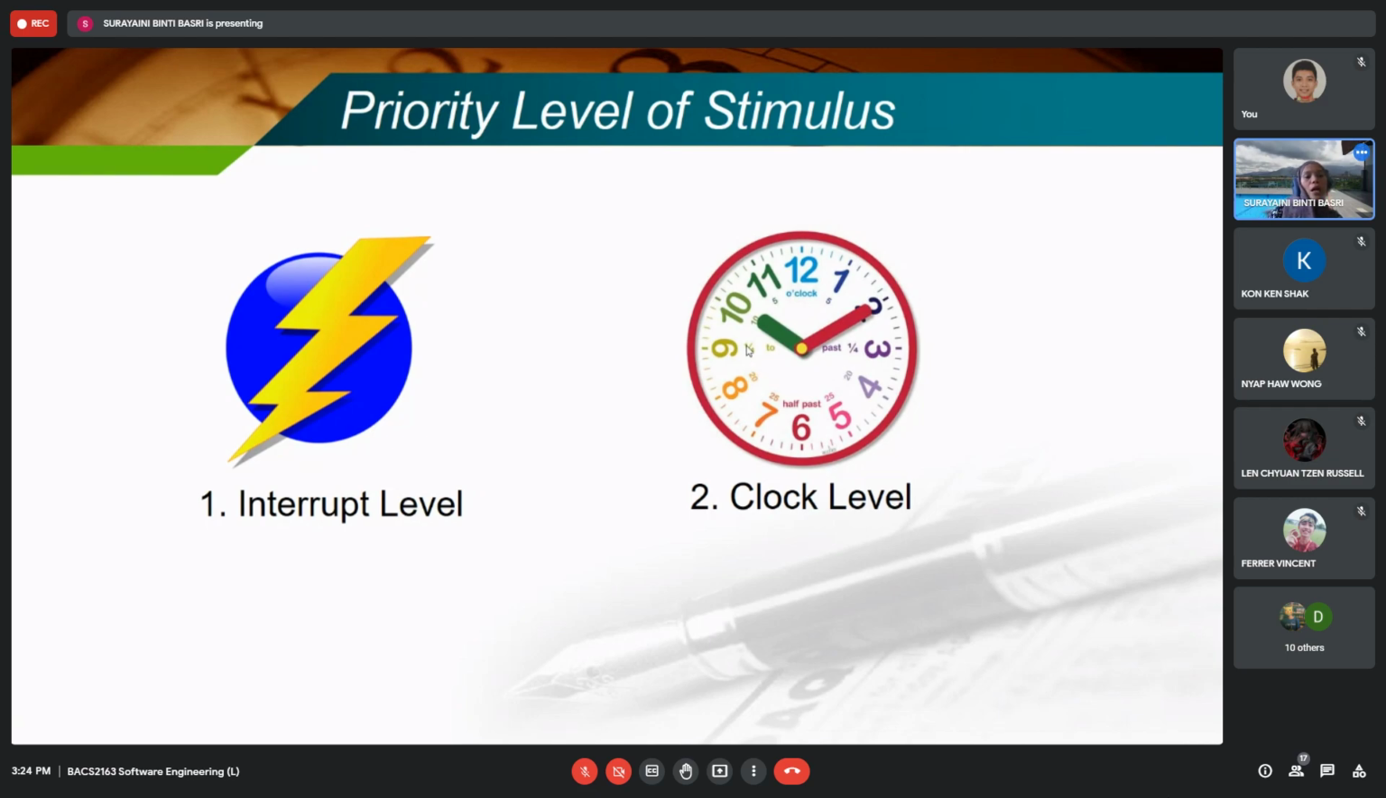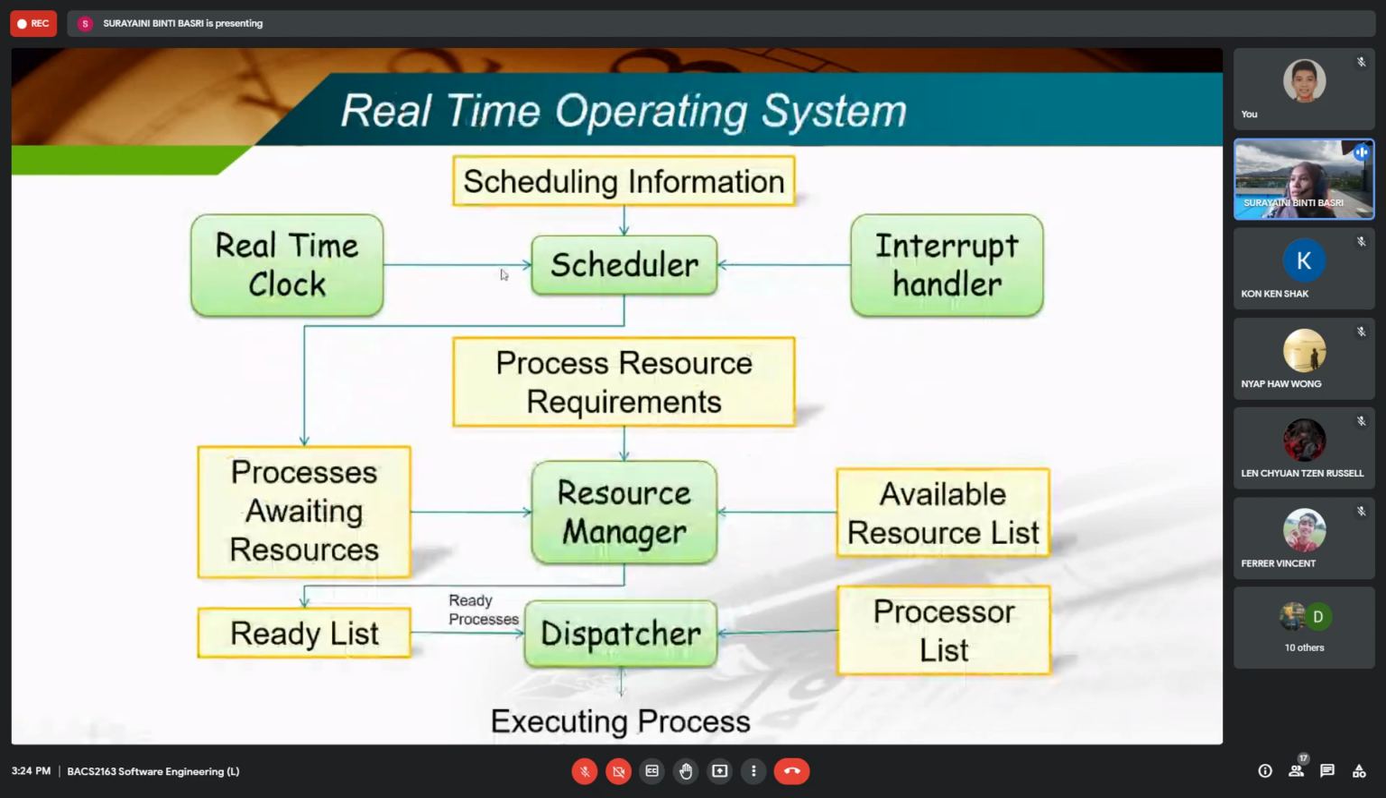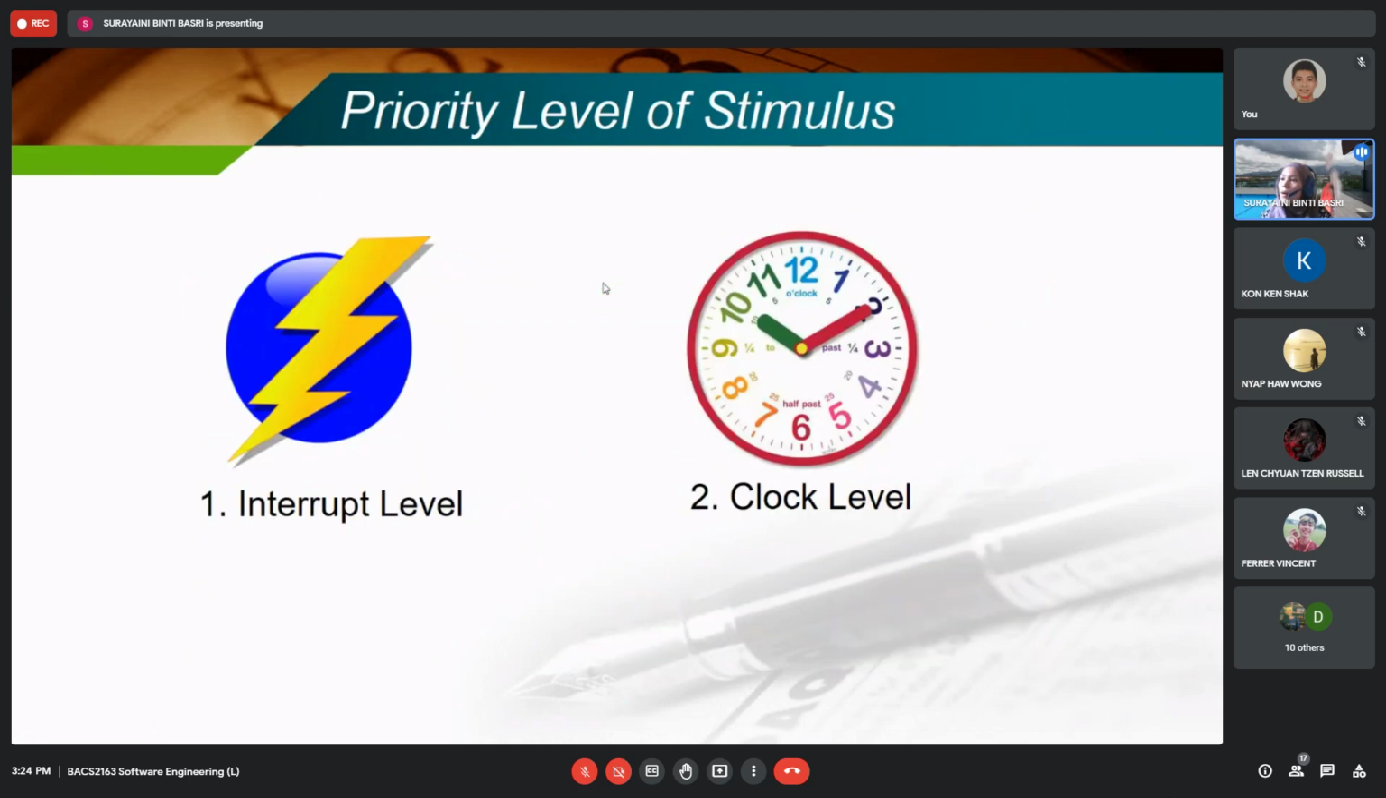So for the priority level, if your real system has these two stimuli here, the real-time clock and the interrupt handler, and both come to the scheduler, which stimulus needs to be served first? The stimulus that will be served first is from the interrupt level. So it has the high priority.